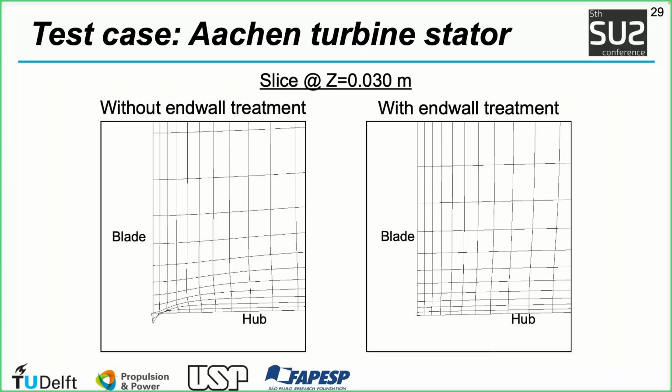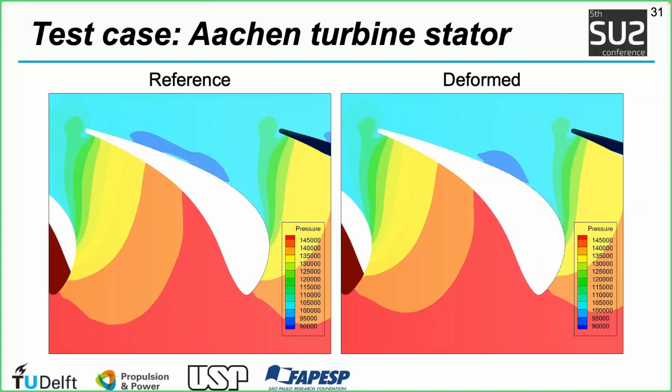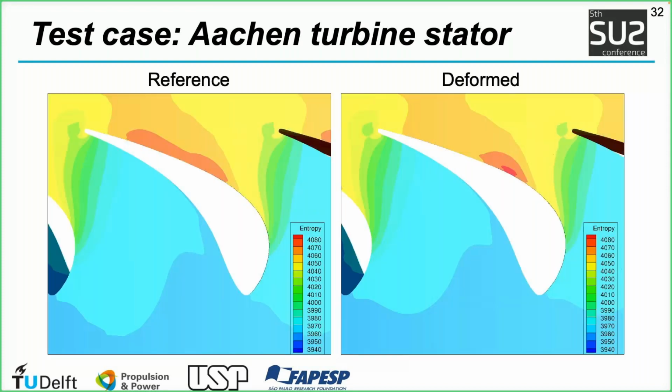And with this, we could run another simulation with the deformed geometry. And we have a very nice convergence. The reference and the deformed one show similar convergence histories. And we can also see some plots of the pressure near the shroud or near the end wall. You can see some differences, mainly on the upper part of the blade, of course, which is the part that is deformed. And also the entropy generation changes a bit near the end walls.